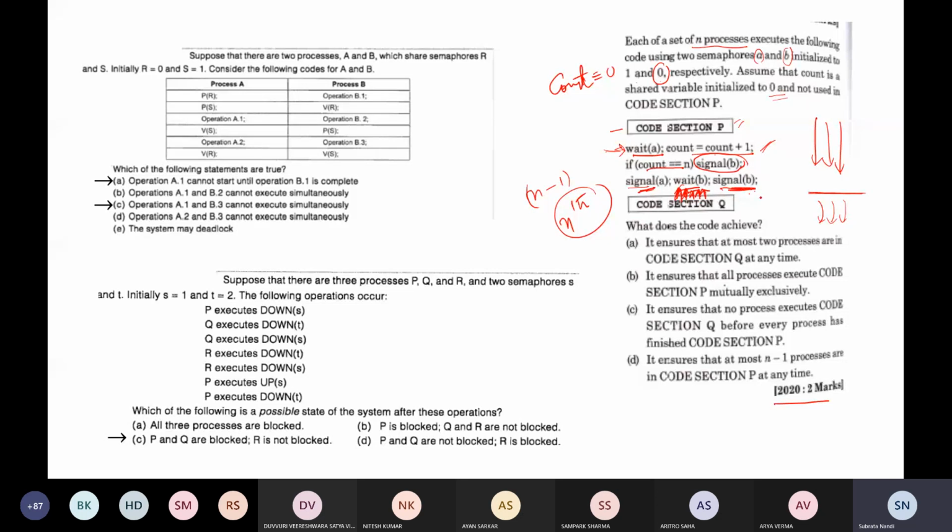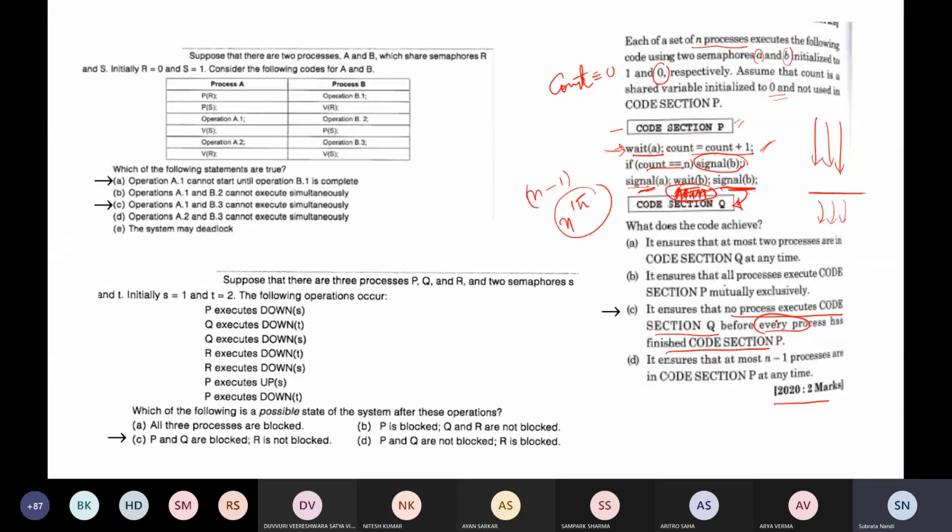Once this happens, all these processes will be signaled, and they will be executing this code section Q. So it ensures that no process executes code section Q before every process has finished code section P. Is that fine? Is that okay? Yes, sir.